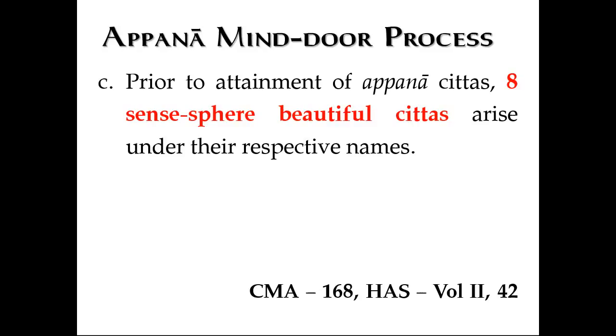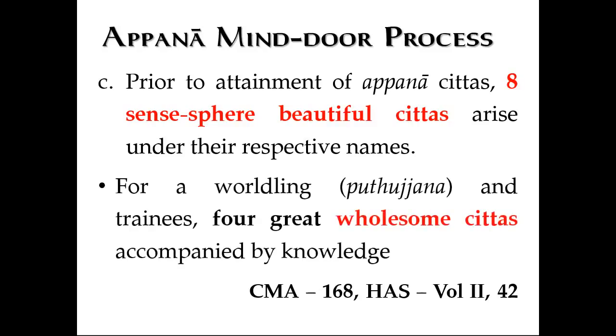Here, this is one criterion. Before we attain jhana, before we attain magga and phala, one of the eight sense-sphere beautiful chetas will arise with their respective names, right? Number one, regarding the eight sense-sphere beautiful chetas, for a worldling and trainees.